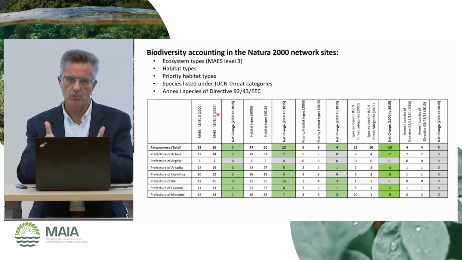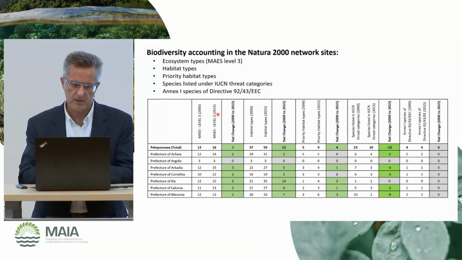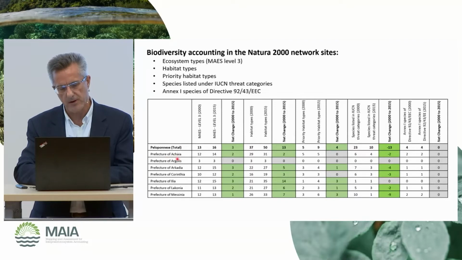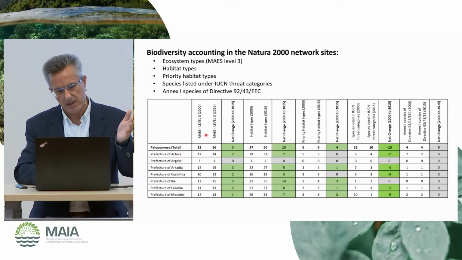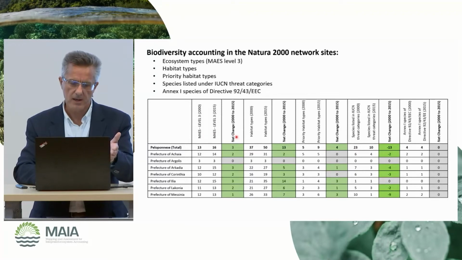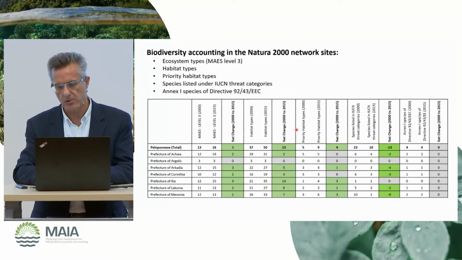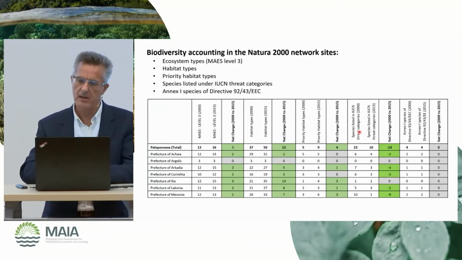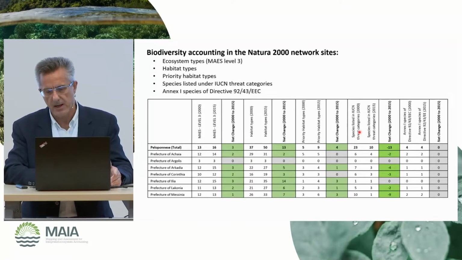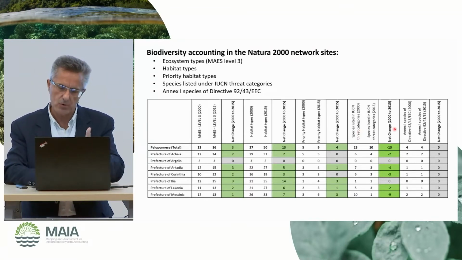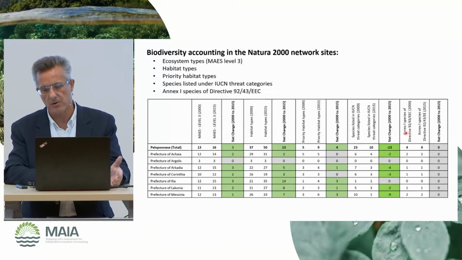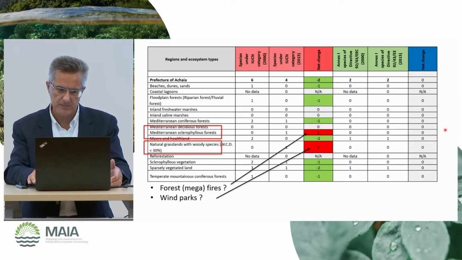So we have these two different times, 2000 and 2015, and we compare for the different prefectures of Peloponnesos MAIA level 3 ecosystems, net change, habitat types, again net change from 2000 to 2015, priority habitat types, species listed in the IUCN threatened categories, and the net change also here, and how many different species of Annex 2 we had in 2000, 2015, and the net change.